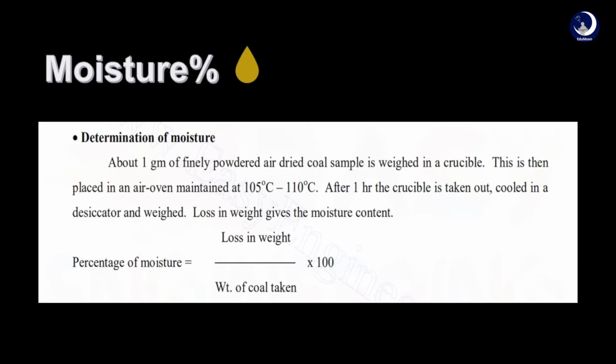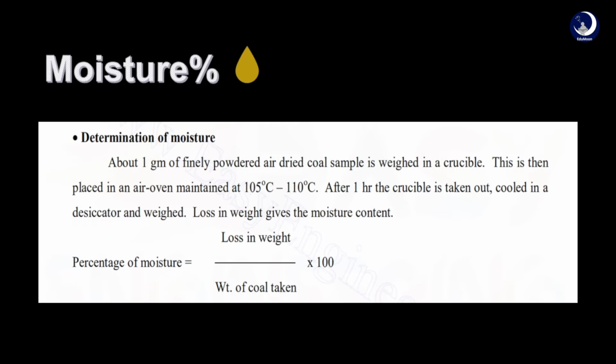Now the determination of moisture: about 1 gram of finely powdered coal sample is taken. Here we have to mention crucible because we are weighing it, 1 gram. And 1 gram of dried coal sample is taken, and then it is placed in a hot air oven or electric hot air oven at 105 to 110 degrees Celsius. It is also important to mention these, 105 degrees Celsius to 110 degrees Celsius. It is important to mention.